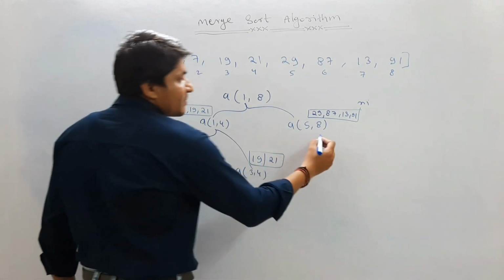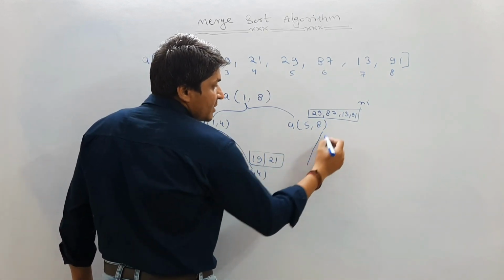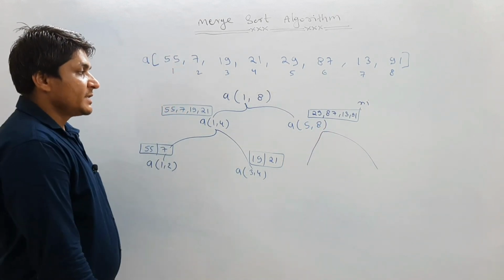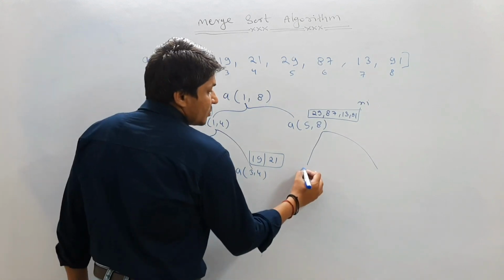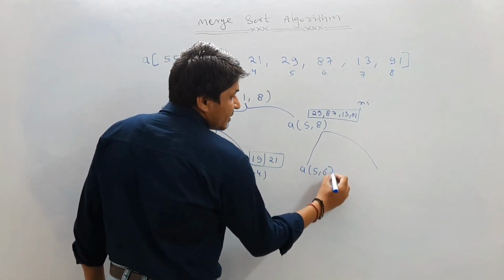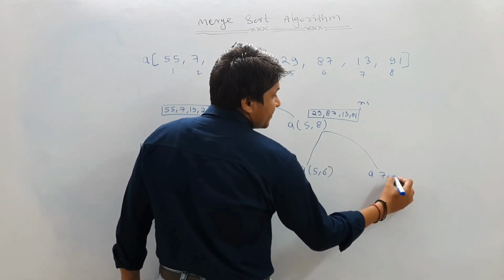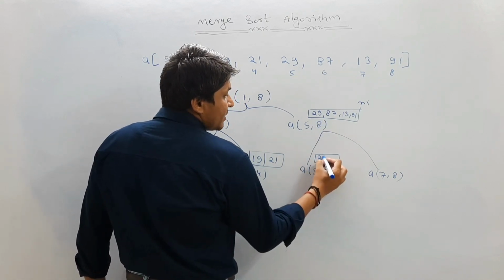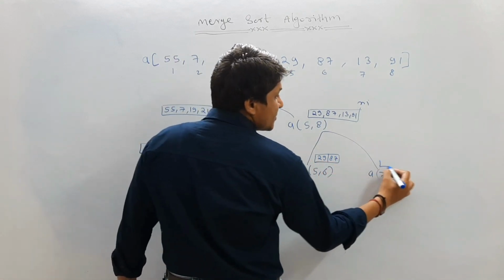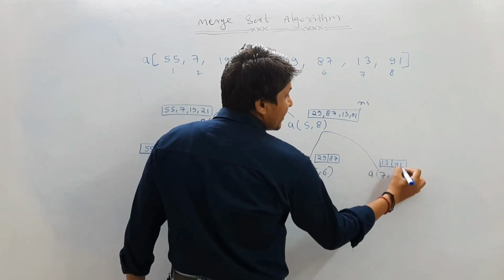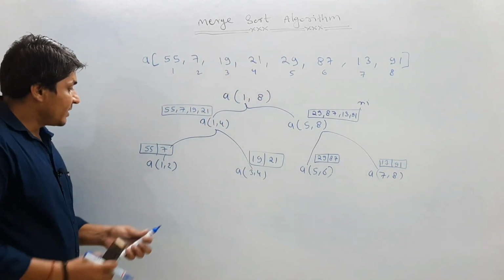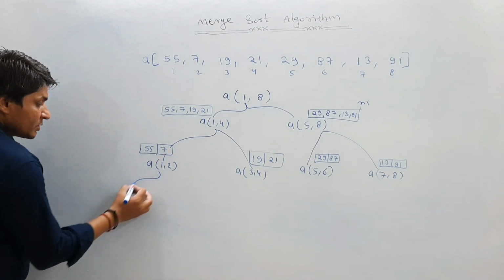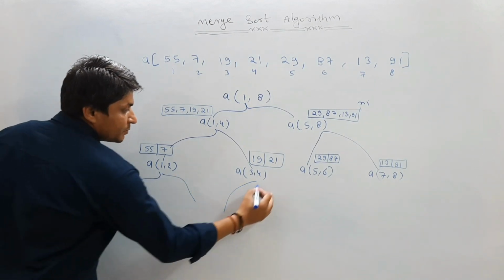Now for this part, if you again calculate the mid, it is going to be divided into 2 parts. So 5 plus 8 is what? 13. 13 divided by 2 is 6.5, and you can take the floor value. So 6. So this part would be 5 to 6, and this part would be 7 to 8. Now what are the values? 5 to 6 means 29 and 87. Correct? Now this is 13 and 91. Correct? Now merge sort says if array contains more than 1 element, then again you divide into 2 parts. So let us divide one more time. Now last time we are dividing.